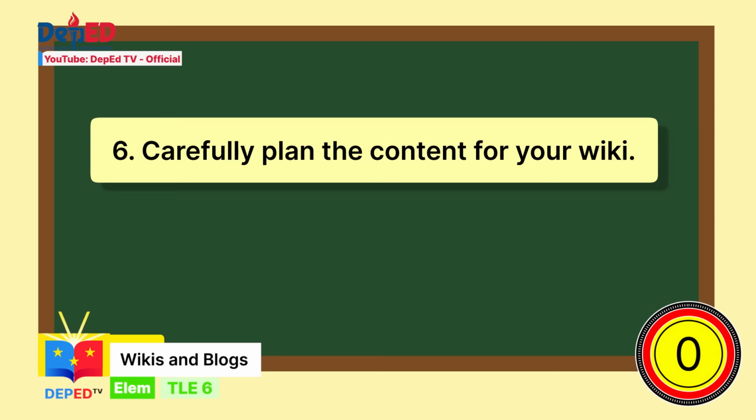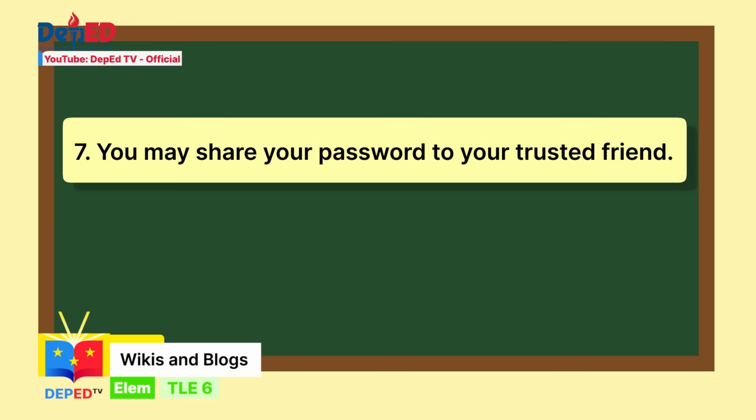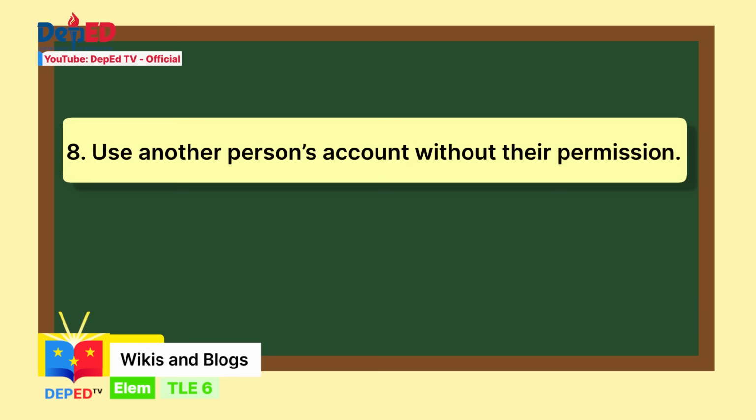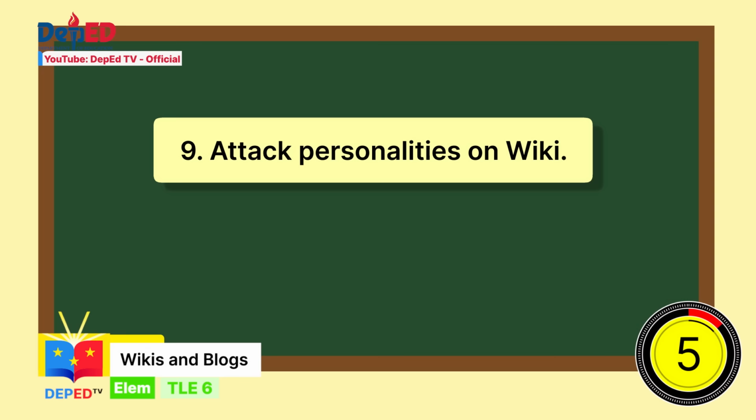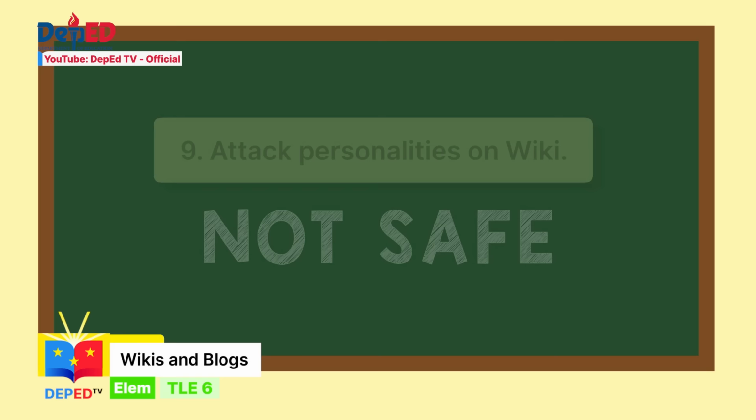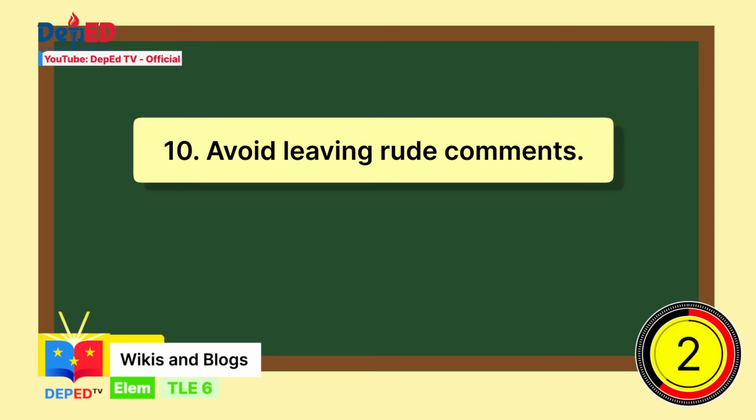Number 7. You may share your password to your trusted friend. And the correct answer is not safe. Number 8. Use another person's account without their permission. And the correct answer is not safe. Number 9. Attack personalities on wiki. And the correct answer is not safe. Number 10. Avoid leaving rude comments. And the correct answer is safe.